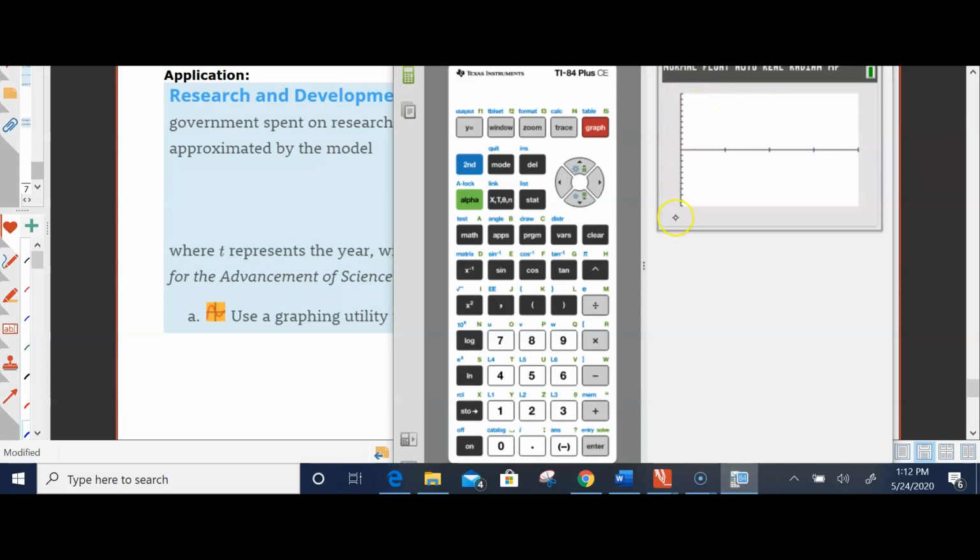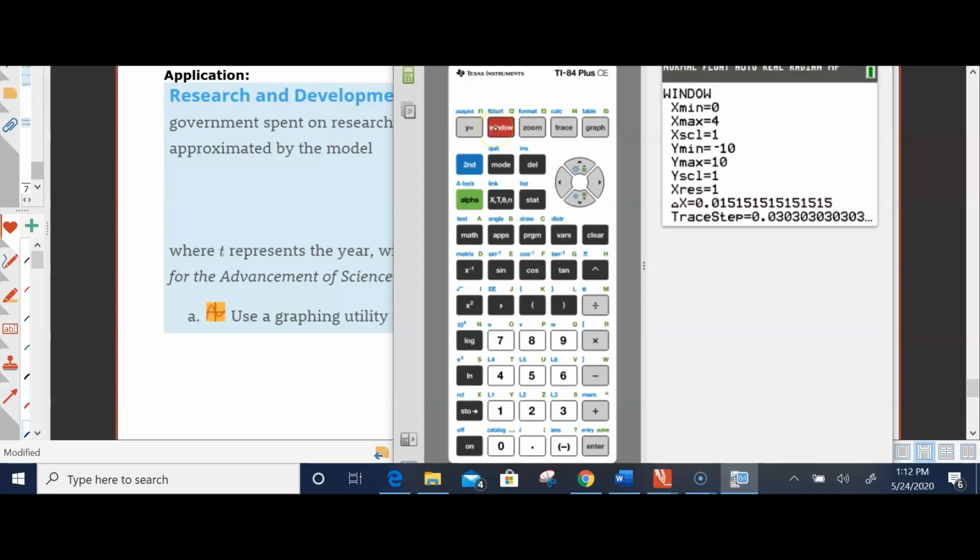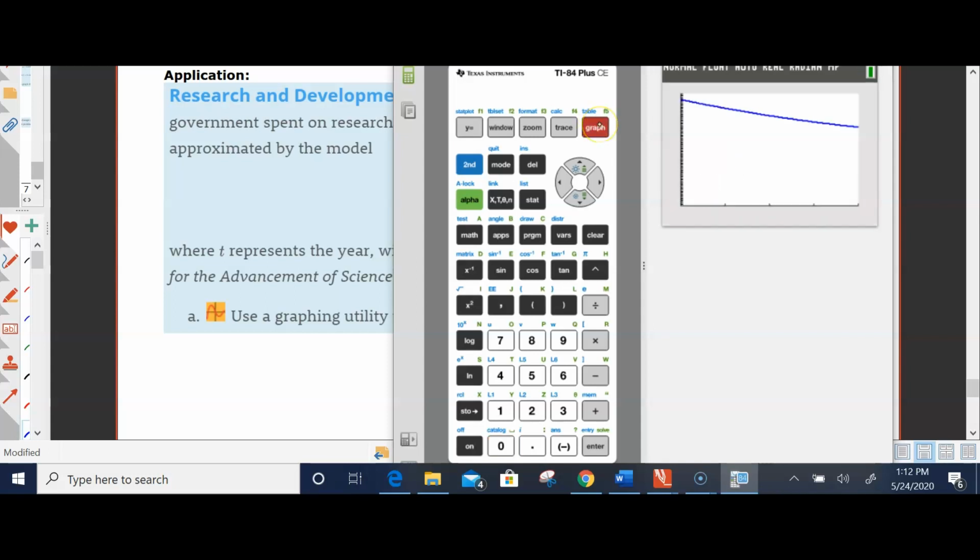So I need to now adjust my y-axis. Let's go to window, and let's come down here to my y-max and y-min. Let's let the y-min start at 0. And let's make the y-max go high. Let's go 100. So I start my x at 0, it's going up to 4. I'm starting my y at 0, and it's going up to 100. That 100 is arbitrary. I just want to get a picture in my window. Aha, I found it. So this is the graph.